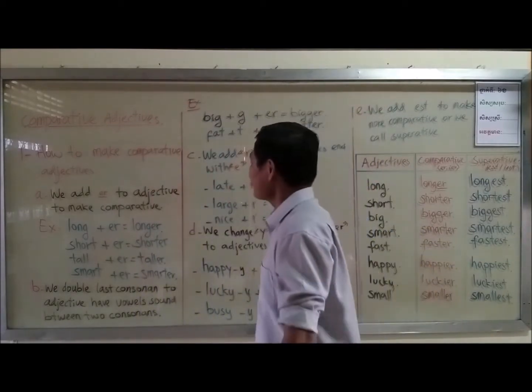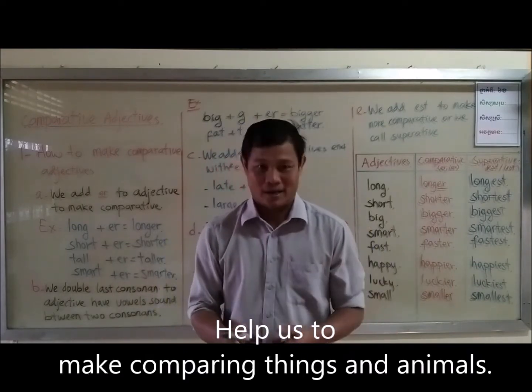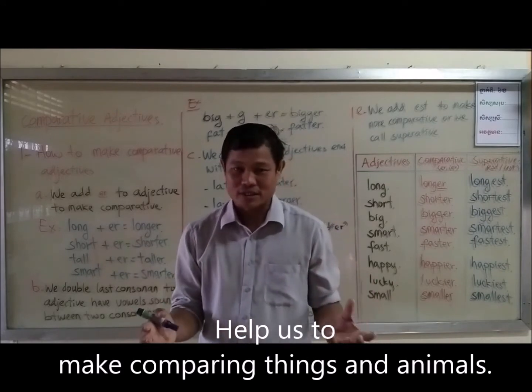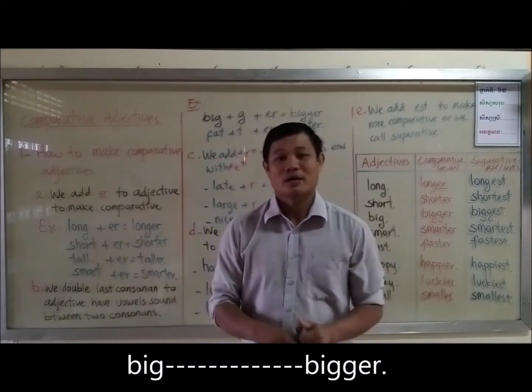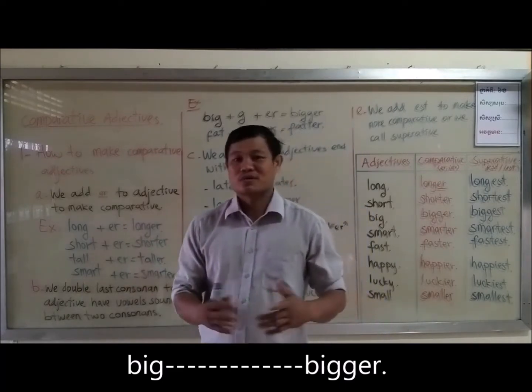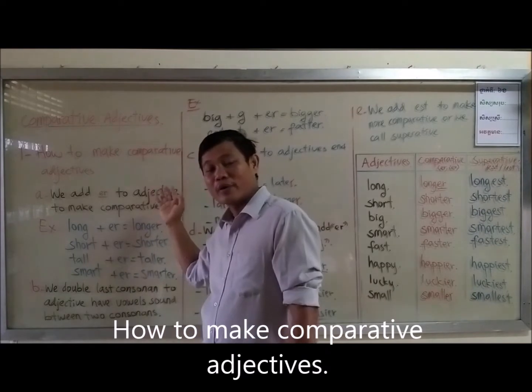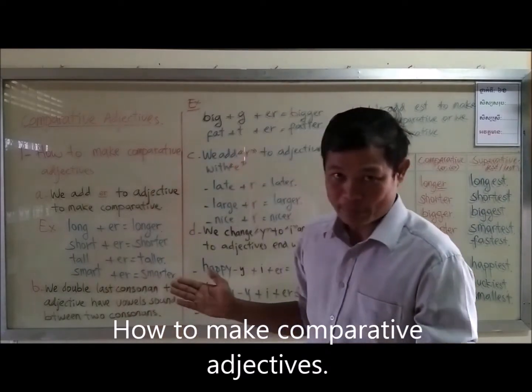Comparative adjective is something that helps us to compare. To compare things like long, longer, or big, bigger, like this. Okay, now we are going to see how to make comparative adjective.